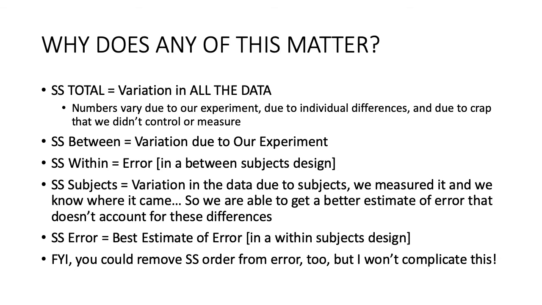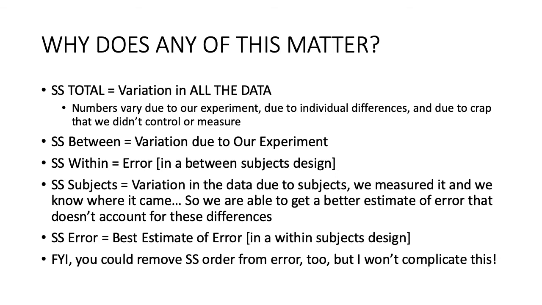Numbers vary due to our experiment, due to individual differences, and due to crap that we didn't control or measure. So it's just all the variation present in our data, the variation from the grand mean of the data. Our sum squares between is the variation due to our independent variable or our experimental manipulations. Sum squares within is error in a between subject design. It's all the error we don't know, all the variation in the data that we don't know where it's coming from, right?